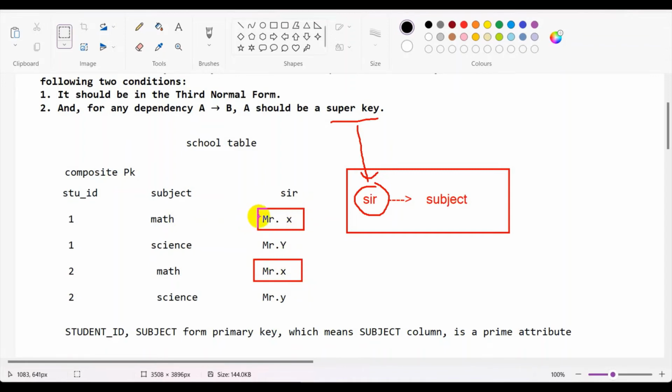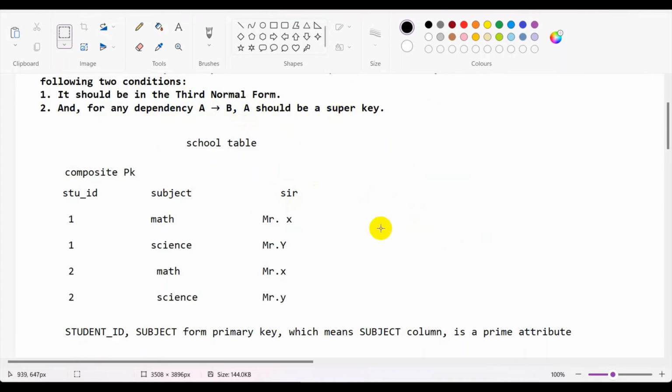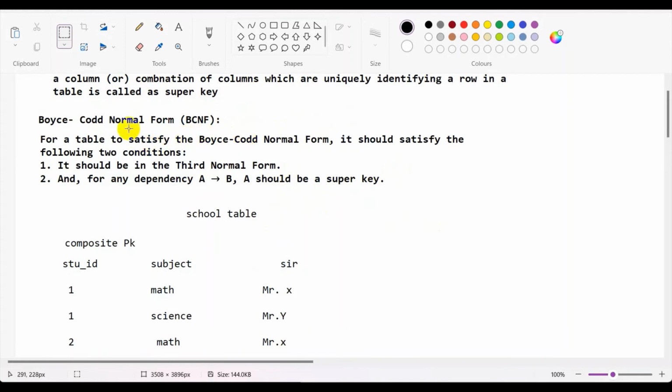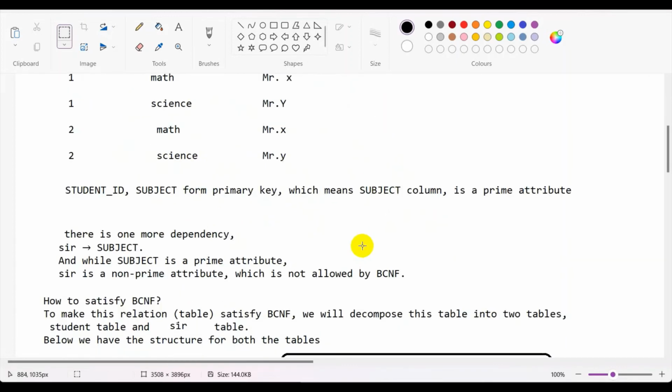But what is the definition of a super key? It is a column or combination of columns which is used to uniquely identify the row. But here we are not able to uniquely identify the row by this column sir. So sir is not a super key, but sir is dependent on subject. For any dependency A to B, A should be a super key, but here it is not a super key. That means the school table is not in BCNF, that is Boyce Codd normal form.